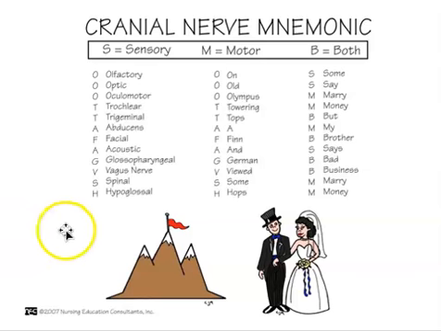You can see over on the left-hand side of the slide, you've got the names listed of the 12 cranial nerves in order, from cranial nerve 1 to cranial nerve 12. Next to that, over here, you've got one of these mnemonic devices. It says, "On old Olympus, towering tops, a Finn and German viewed some hops." This is probably the oldest saying. I learned this saying when I went through anatomy and physiology.